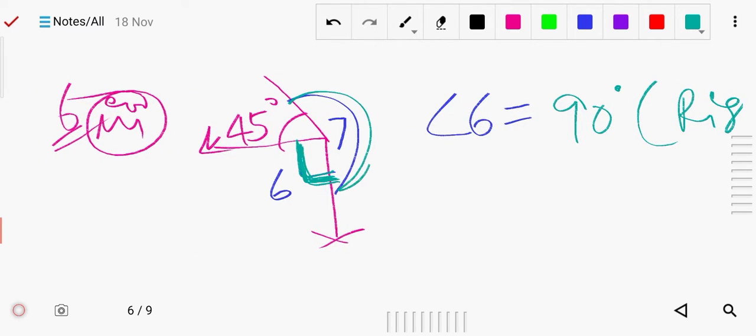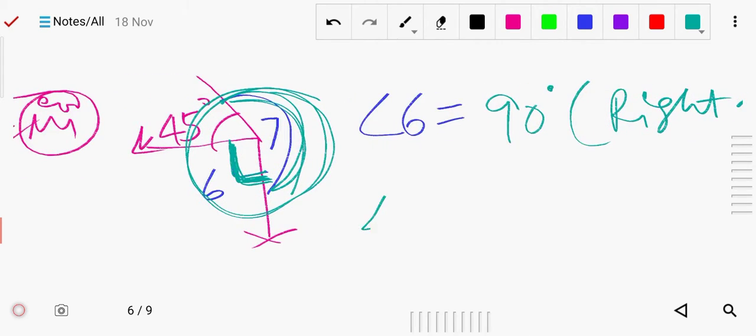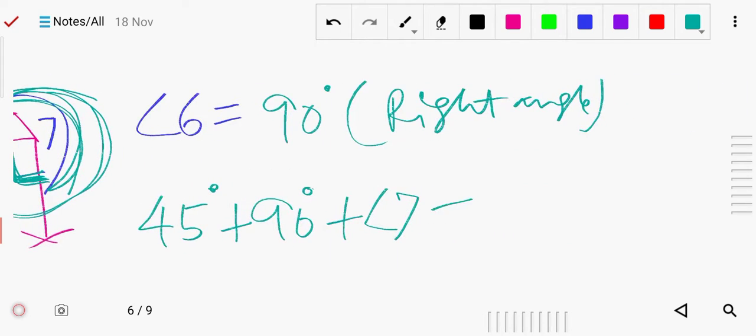Now we have to find this angle. We know that the sum of all the complete angle is 360. So we can add it. Now next step we can do 45 degrees, this angle we got 90 degrees, and that another angle is 7, we don't know, and which is equal to 360 degrees.